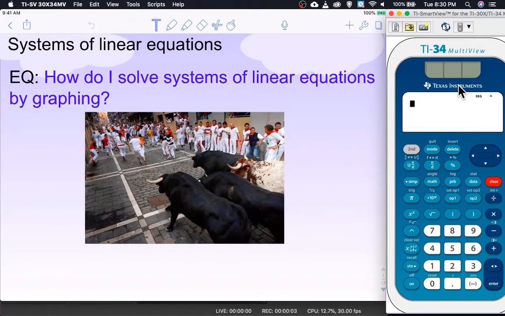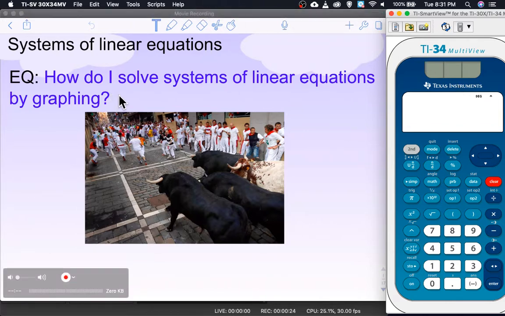Hello, and welcome to this lesson on solving systems of linear equations. We're starting a new unit that's all about systems of equations. That's where we're solving multiple equations at the same time. Essentially, we're trying to figure out where lines intersect. It's really what it comes down to.